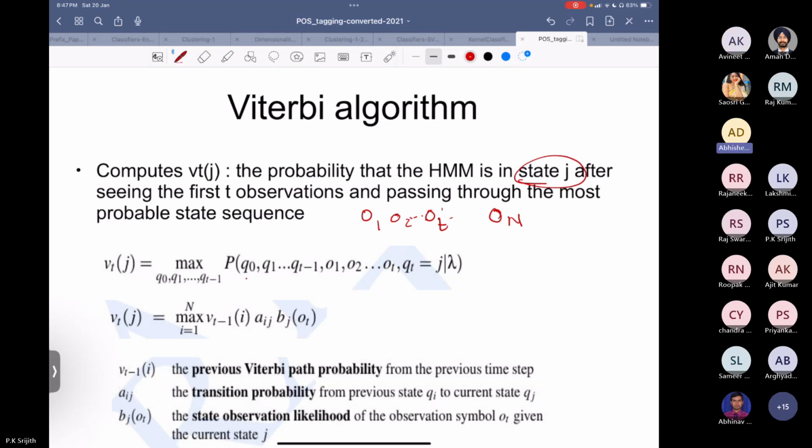That diagram we understood, sir, where the transition probability and emission probability. But here, what is this BJ in this formula? Aij is the transition, but in BJ there is OT in brackets. So is BJ a function of OT? What is that?